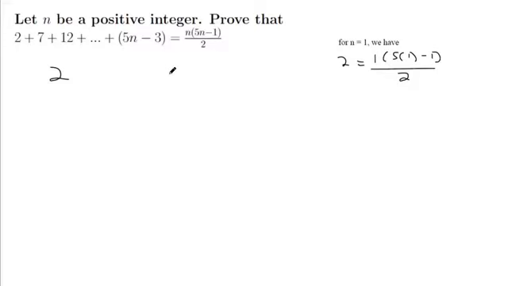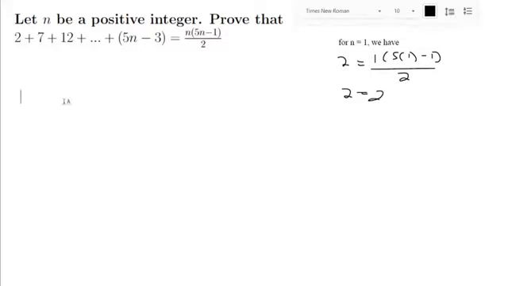Okay, but for induction, you need a base case. You might as well make the base case nice and easy. Plug in n equals 1, and we can see that the left side is equal to the right side, because 5 times 1 is 5, 5 minus 1 is 4, 4 times 1 is 4, 4 divided by 2 is 2. It holds. These two sides are equal to each other. So that lets us do something cool.